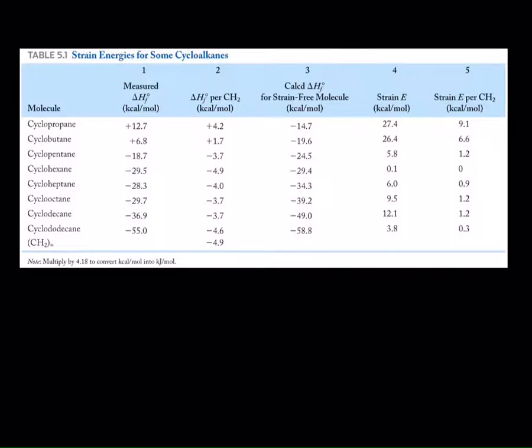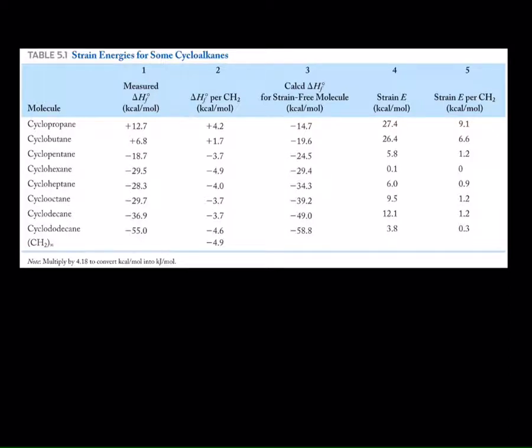And here's a table in your textbook that shows on the left-hand column the measured delta H_f value, and then in the next column the delta H of formation per methylene group. So we've simply taken the value of delta H of formation, heat of formation, and divided by the number of methylene groups. So cyclopropane has 3. If you take 12.7 divided by 3, you get 4.2, and so on and so forth. Now notice cyclopropane has a positive heat of formation, and therefore it has the most strain associated with it.